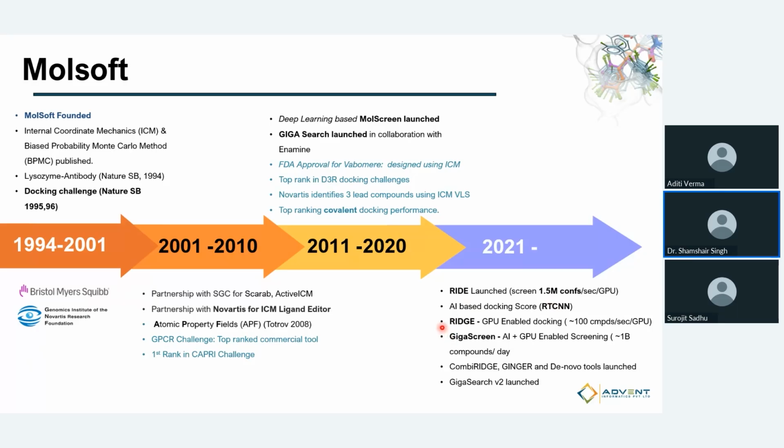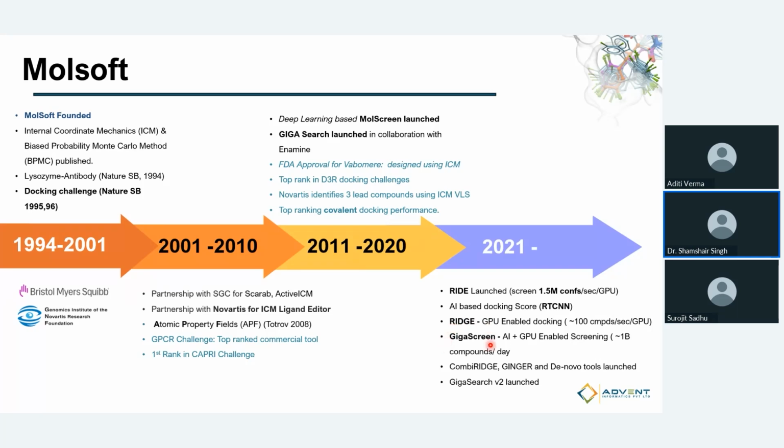We also brought in another tool called Reach, which is GPU-enabled docking, which can dock up to 100 compounds per second per GPU. This is not a synthon-based or a fragment-based docking. This is a fully brute force, full molecule docking. That is something we have, a tool called Reach.